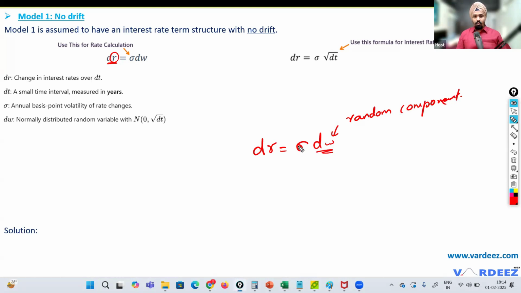dw is nothing but a random component. You have a volatility, but you multiply that with a random component, because interest rates are a random variable. If you remember stock prices, it's a random variable. There is the previous day's effect, right? But it's going to be random. We don't know what's going to happen. So dw is a random component or a stochastic component. We multiply that by the volatility that we have. So this is a very simple model. The change in the interest rate is calculated by multiplying the volatility by the random component.